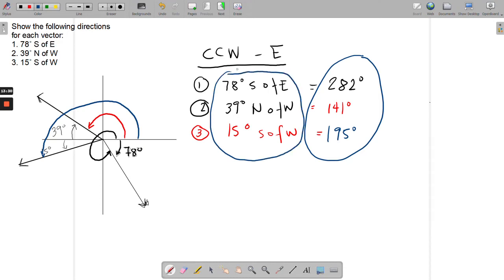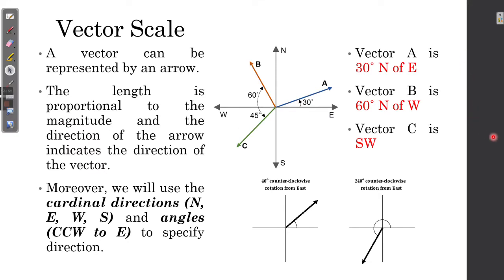And this is the angle using the cardinal direction. These are two ways to identify the direction of our vector. I want you to understand this because most of the time we will be using counterclockwise from the east, but sometimes we'll also be using the cardinal direction. I hope that is clear. We're going to continue on.